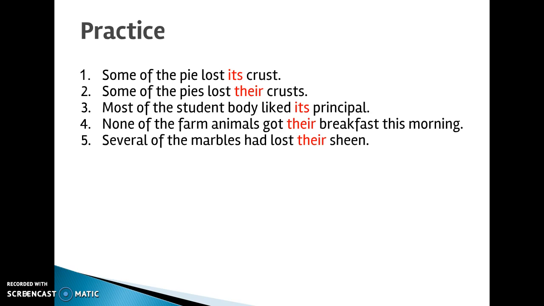None of the farm animals got their breakfast this morning. None can go both ways, but because there's multiple farm animals, we'll say their breakfast. And several of the marbles had lost their sheen. Several is plural, and so we use the plural pronoun there. All right, that one gets a little tricky. Hopefully you're still with me here.